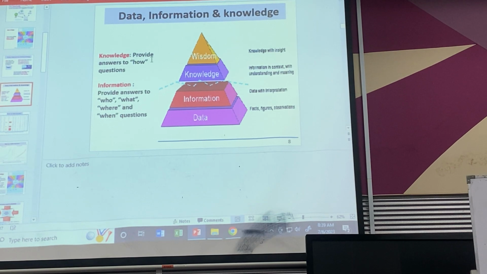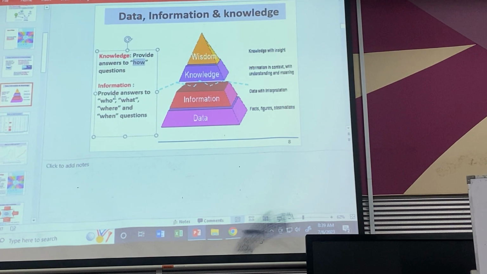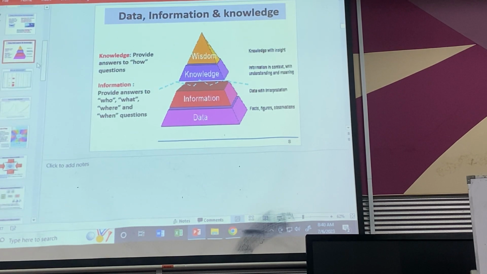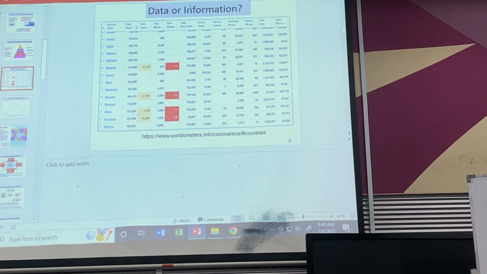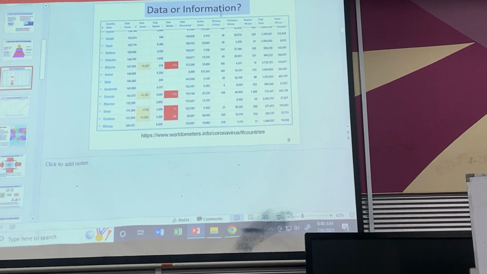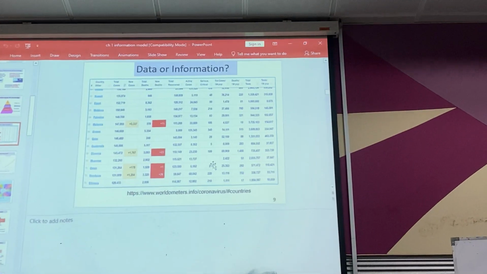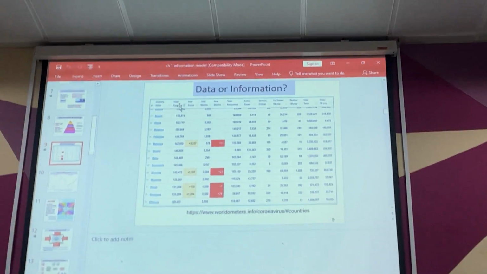For example, what is the interest of the bank? Then how do I earn 1,000 per month? This is how. So these are the questions. For this data or information, look at this diagram. Which country, how many cases, all this. Is this data or information?